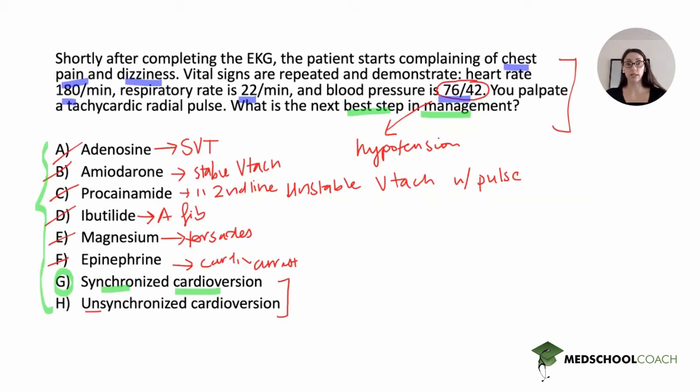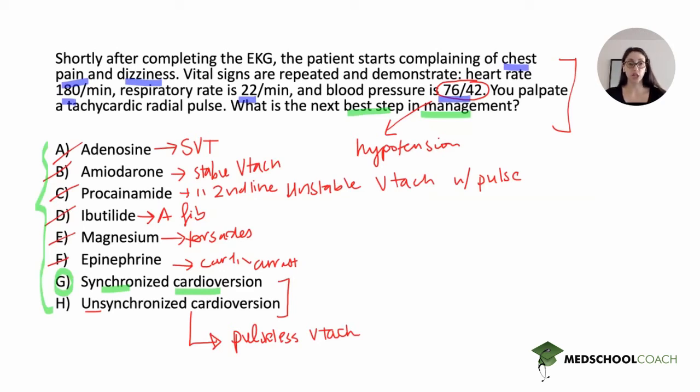Once this patient loses his pulse, which he may in the coming minutes if this question stem were to continue, or if this was a two-part question, for example, or if you see a similar scenario where the patient loses a pulse, in this case, you would use unsynchronized cardioversion. So this is why it's so important to pay attention to the presence of pulses in unstable VTAC. This is going to be the correct answer for pulseless VTAC, and this takes us down a different ACLS algorithm.